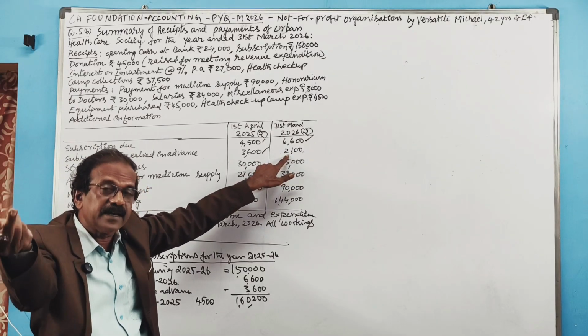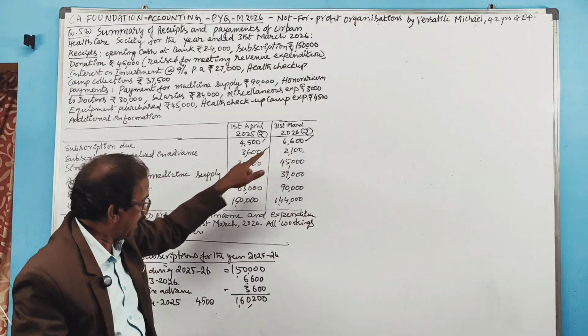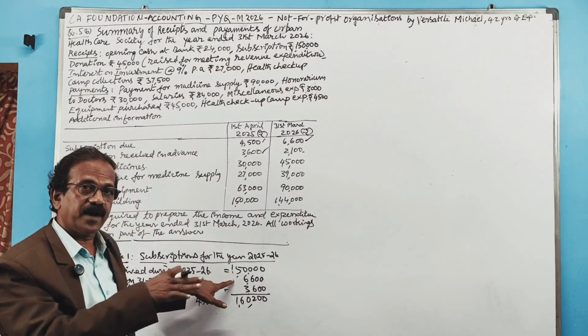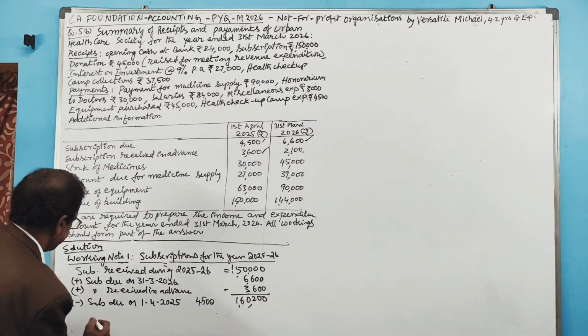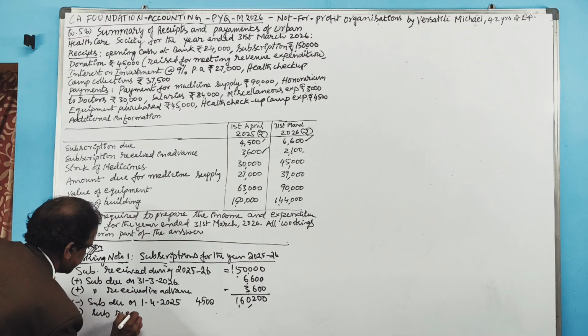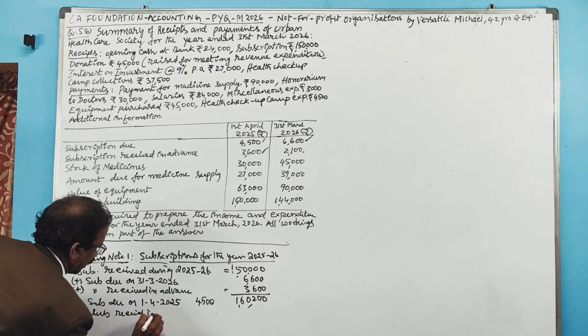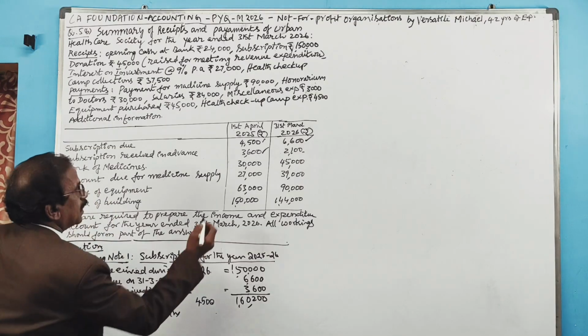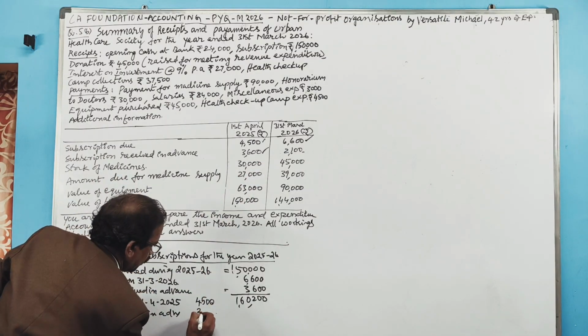relating to the next year. It is received this year and included in this. That's why you have to subtract it. Minus subscription received in advance. Amount is 2,100.